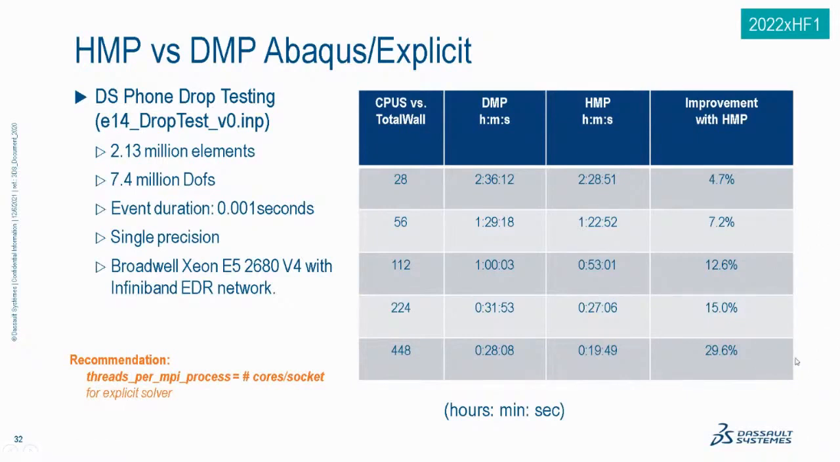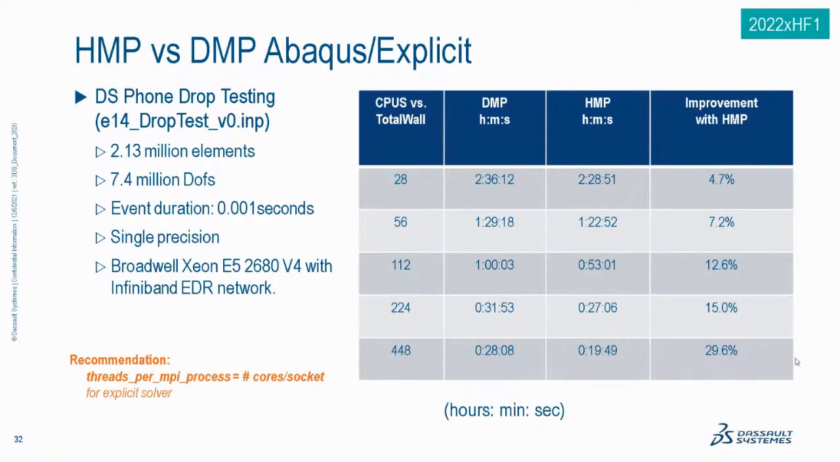So up at 448 cores, we're getting almost a 30% improvement over DMP using the HMP. And we expect this number to increase over time. There's still some features in the software that aren't fully supported or optimized for HMP execution. So we'll expect to see that improve over time.